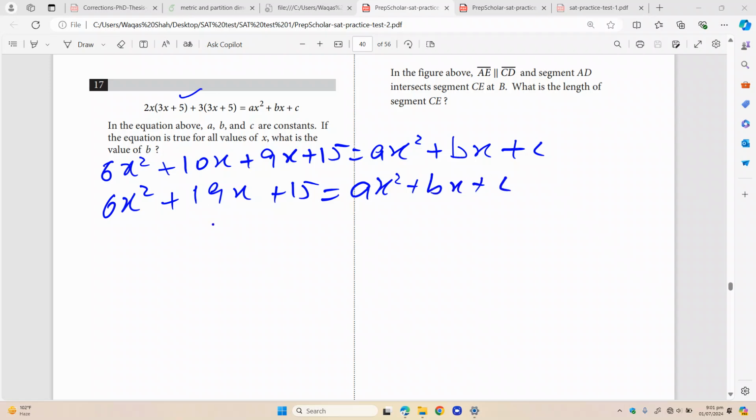You can compare it. A is equal to 6, b is equal to 19, and c is equal to 15. Okay, so value of b is 19. I hope it's clear.